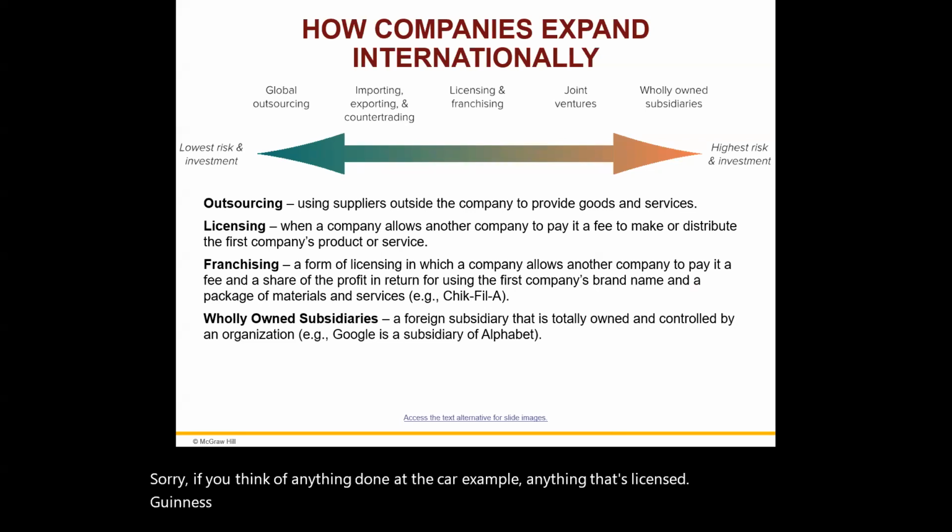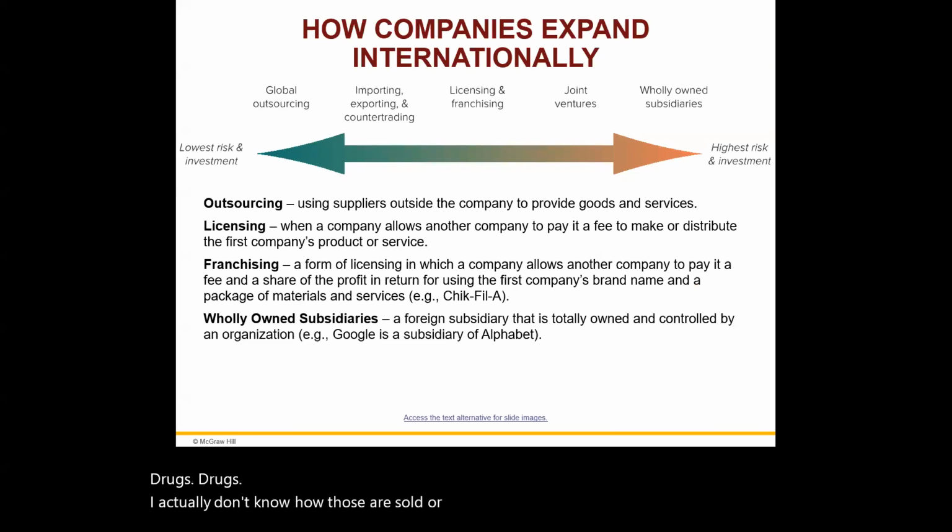Guinness? Oh, they license that? I didn't know that. Drugs? I actually don't know how those are sold or if they're licensed.